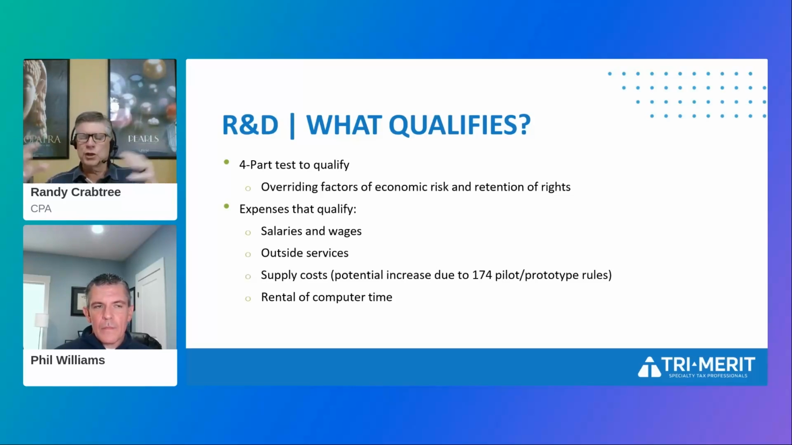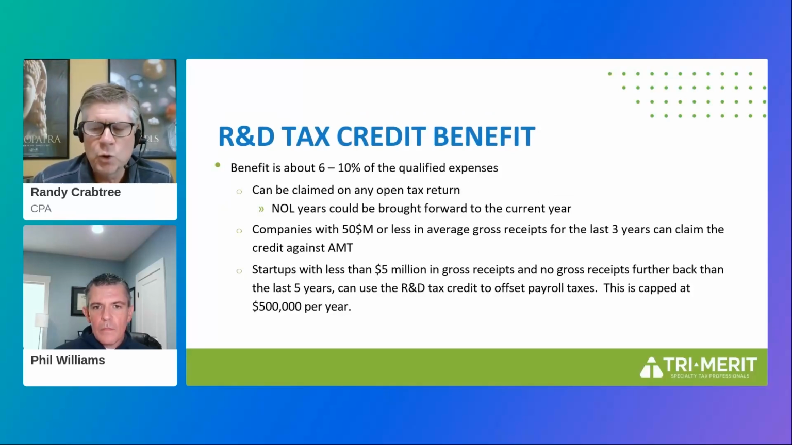But traditional supply costs are materials consumed in the R&D process. And this is something that's going to change a little bit when we talk about 174, or has changed. But if we meet the 4-part requirement, we have expenses, we document those expenses correctly, and we take advantage of the credit, some estimate of that credit is 6 to 10% of the expenses we're able to quantify into the credit.